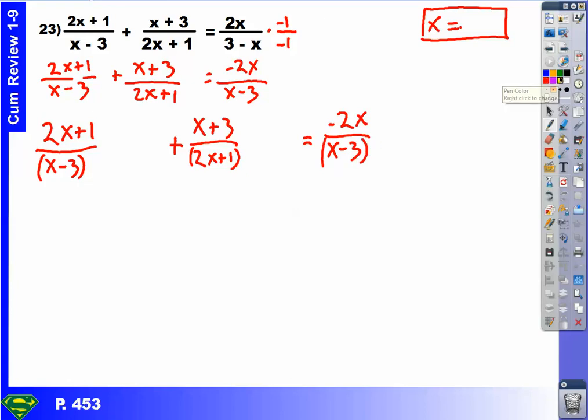Now I'm going to multiply everything by my common denominator. And I am allowed to do this because I can multiply, divide, add, or subtract anything I want to one side of an equal sign as long as I do the exact same thing to the other side. I'm just doing it with polynomial expressions now. So my common denominator is going to be x minus 3 times 2x.